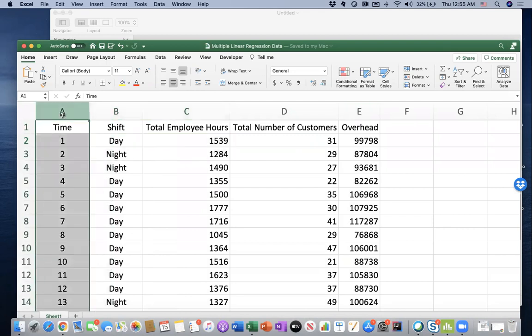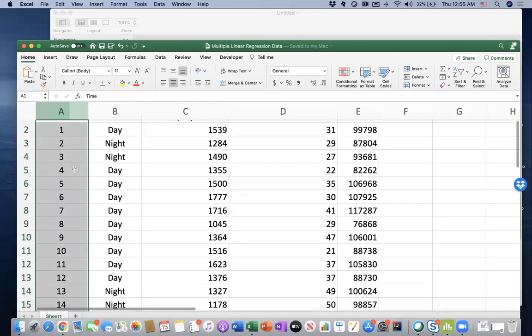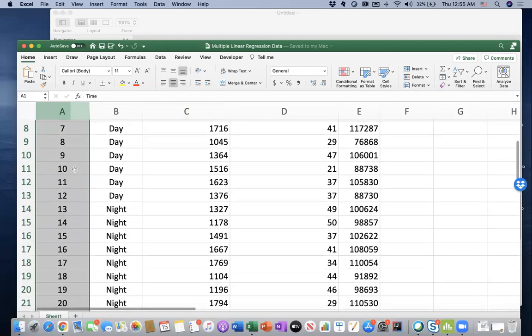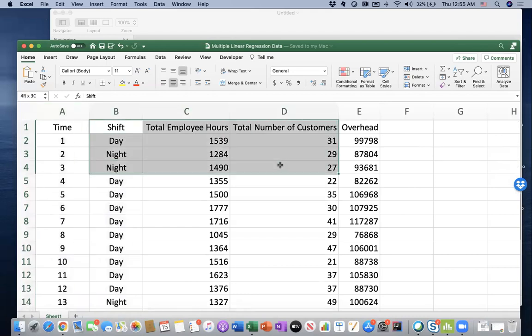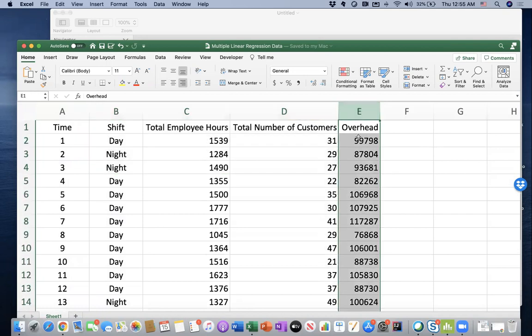And here, column A gives us the time period. This can be a day, or a portion of the day. Let's assume that this is just continuously increasing and has nothing to do with our data. It just indicates the timestamp of these three pieces of information as an input, and that produces this overhead as an output.